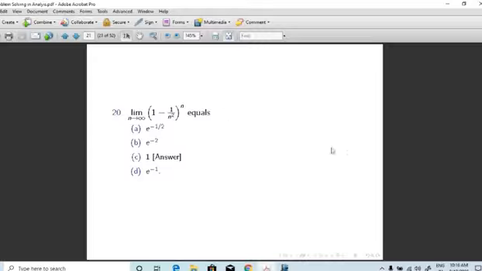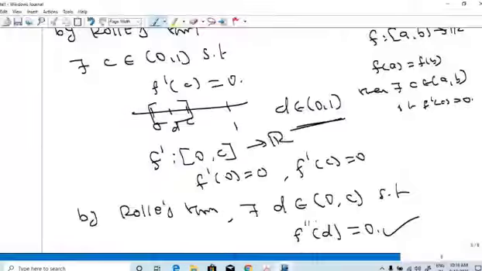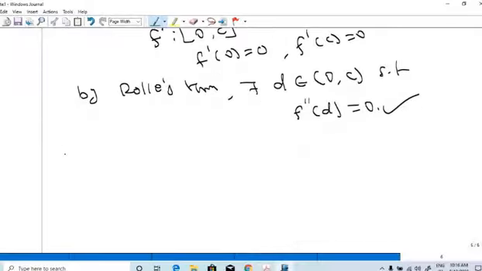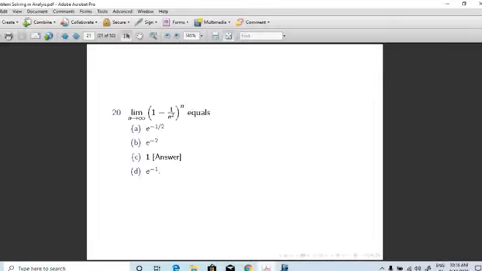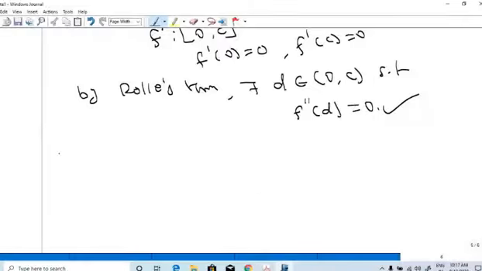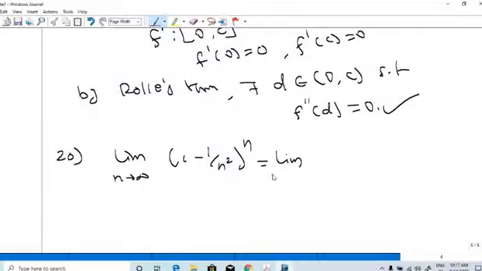Now look at the next problem: the limit as n goes to infinity of (1 minus 1 by n squared) whole power n. So we can split this: the limit as n goes to infinity is nothing but the product of n factors, each 1 minus 1 by n squared.